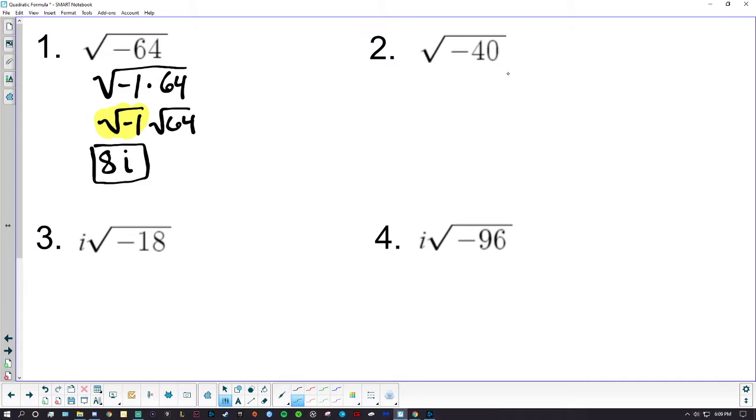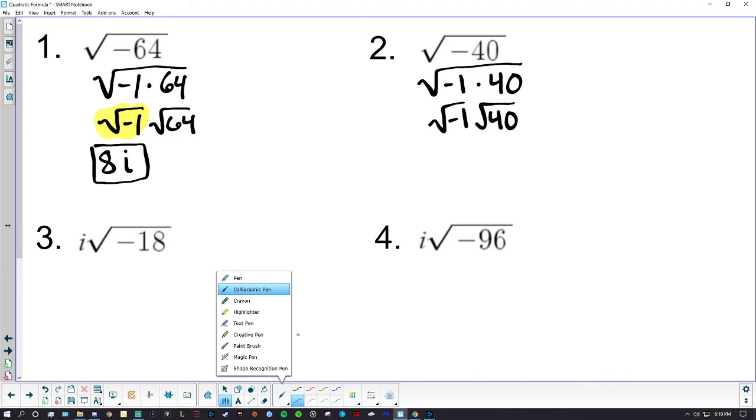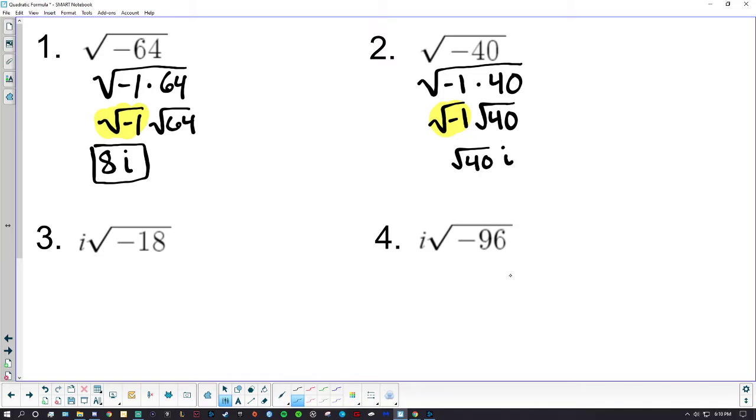Here we're doing the square root of negative 40, and just like before, the square root of negative 40 can be split up by pulling out a negative 1. So we have negative 1 times 40. We can split that into the square root of negative 1 times the square root of 40. Just like we said before, the square root of negative 1, by definition, is i. It's our complex number. So we have the square root of 40 times i, and that i is on the outside.